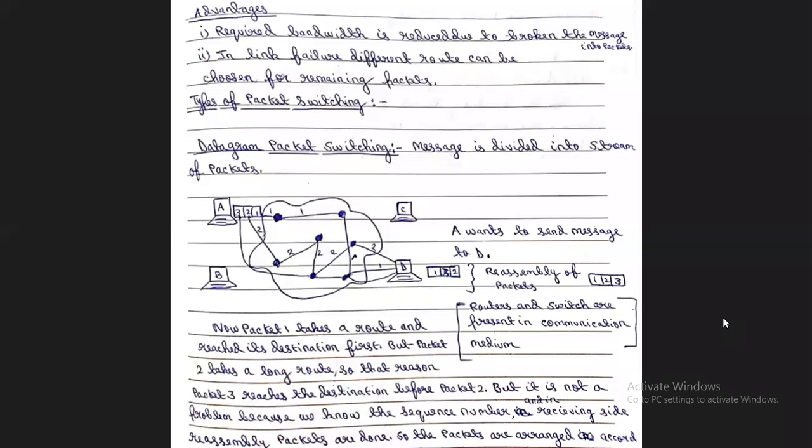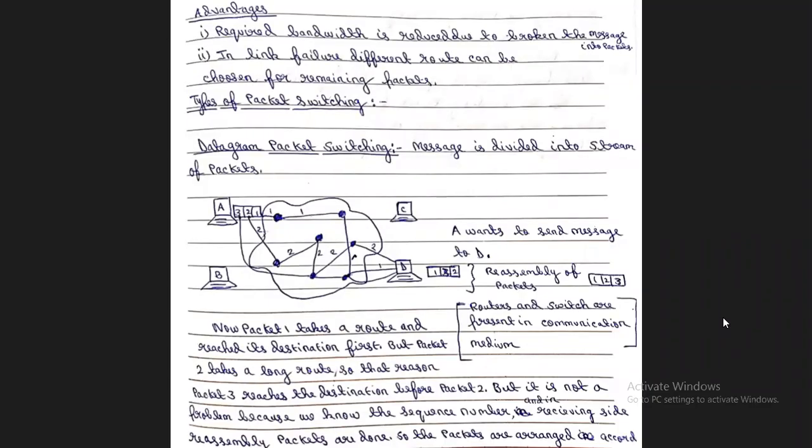But the second packet takes the longer route, and because of this, our third packet reaches the destination first, and the second packet reaches after it. So the sequence order of the packets is changed. The original packet sequence that was present on the sender side is not present on the destination side.